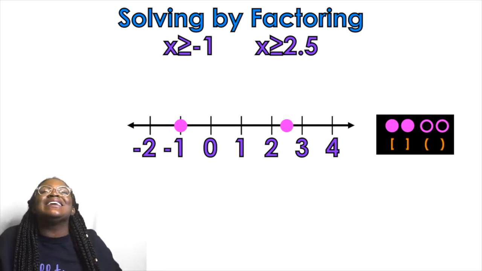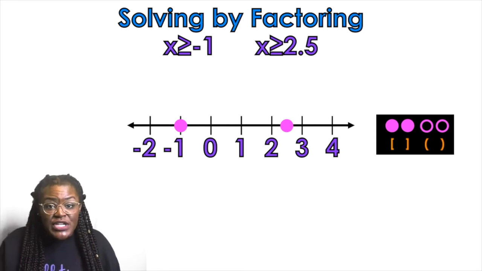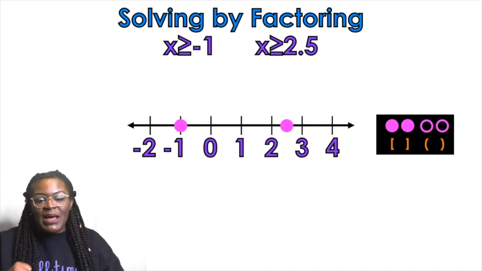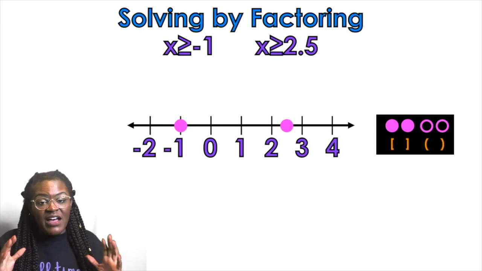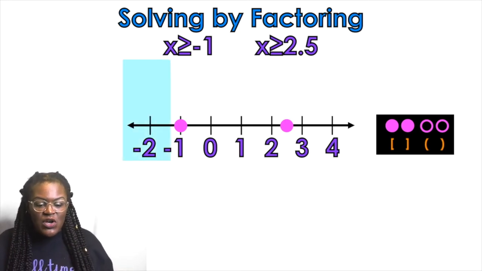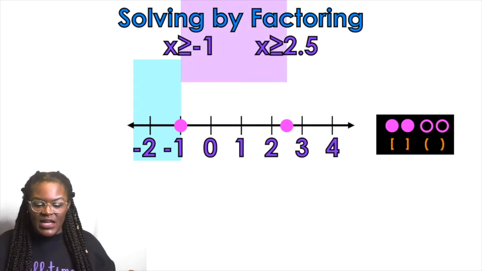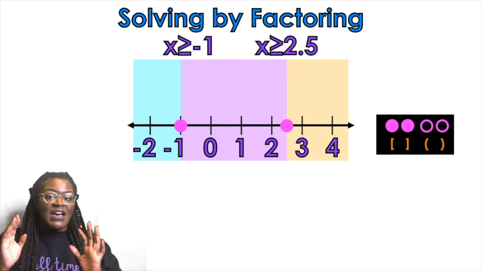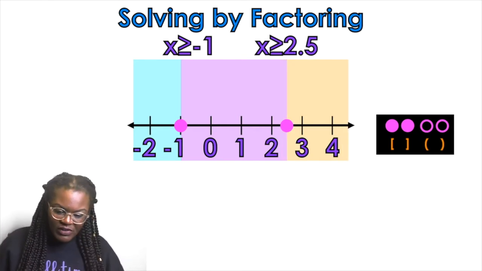Okay, I know y'all don't be liking decimals, and the decimals get worse. So just be okay with this one. Okay, so closed circle, closed circle. What I'm gonna do now is visually demonstrate each area of the number line, okay? So I have the area that's from negative infinity all the way to negative 1. I have the area that's in between negative 1 and 2.5. And then I also have the area that's from 2.5 all the way to infinity, right?